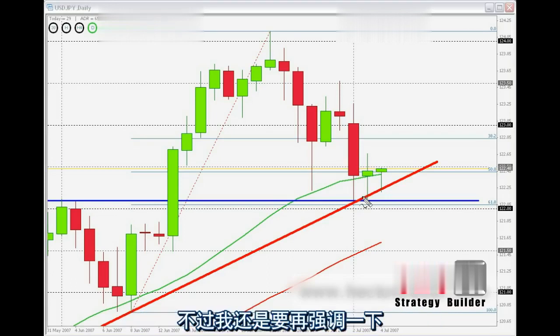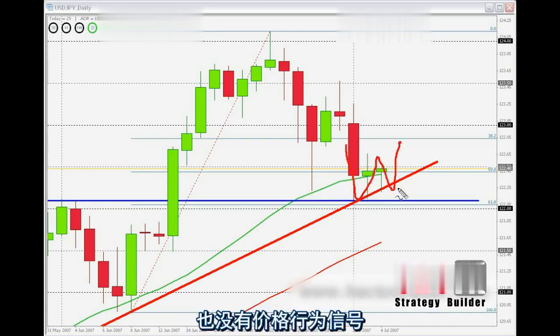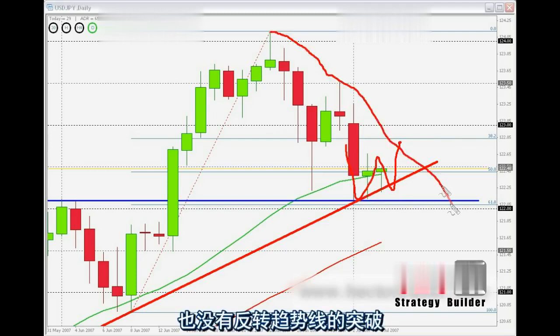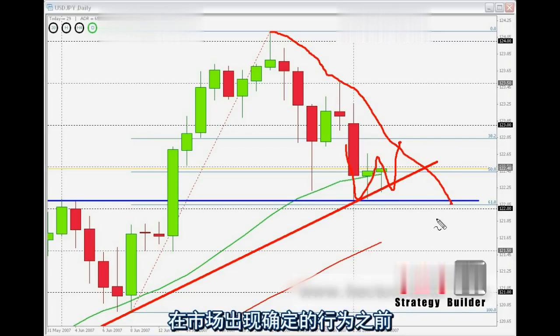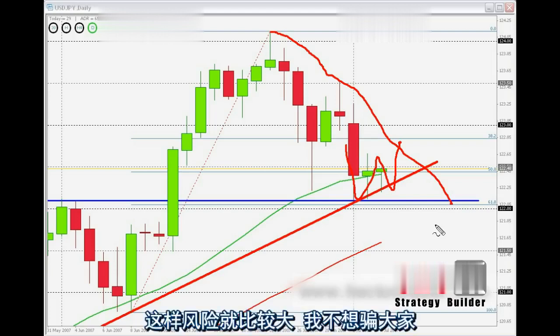But like I said, please always keep in mind that this type of technique basically carries a higher degree of risk. You're not waiting for a reversal formation, you're not waiting for price action confirmation, you're not waiting for a retracement trendline breakout. You are basically anticipating the market. You are entering a position before the market has showed you the next move. That's always risky. I don't want to lie to you.